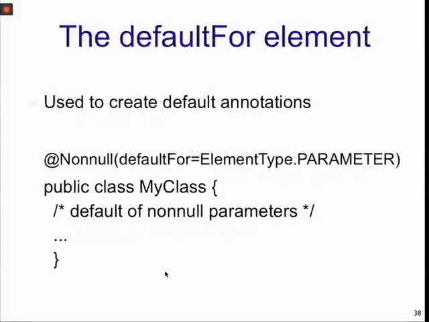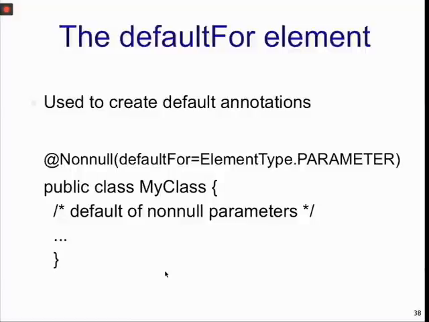Okay. The default for element. All right. I'm going to get to a moment in terms of why I think we need defaults, but let me just explain the syntax of it for the moment. Unfortunately, due to the way annotations work, you can't say default for parameters and then pass it an arbitrary type qualifier as an argument.